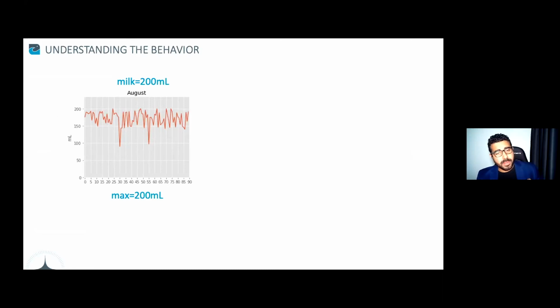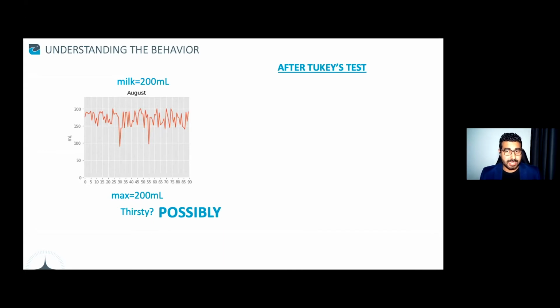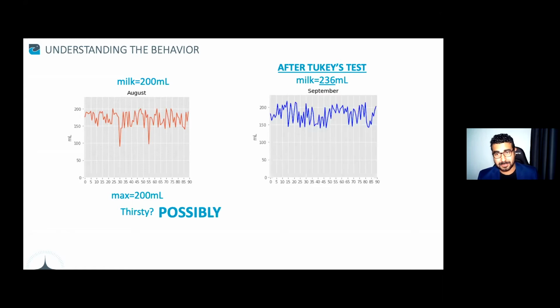So if you remember, I measured everything in August, and I saw that I gave 200 mL, but she reached the 200 mL. So thirsty, possibly. But after I did this Tukey test, I just took that upper value, and I asked my wife, please, let's give only 236. And then this is the graph of September.